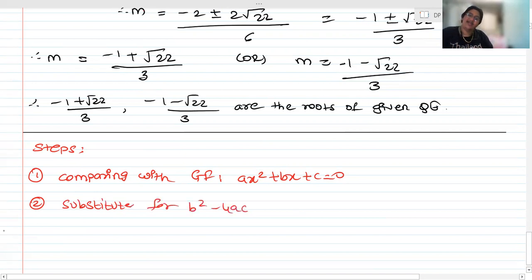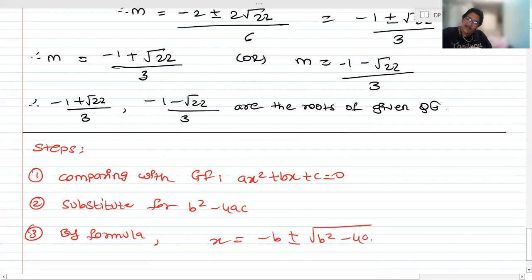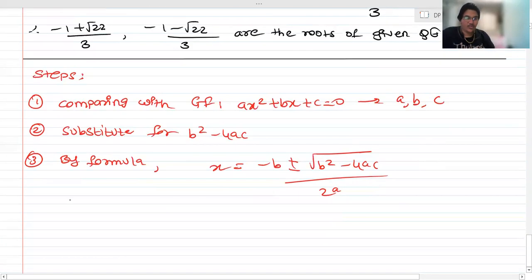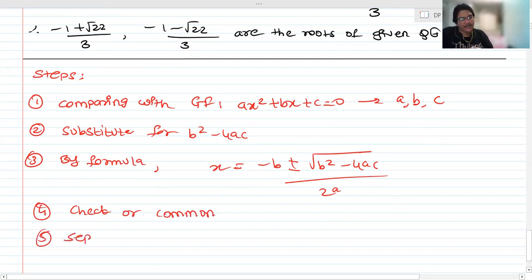b square minus 4ac. Third, by formula, so you need to use that formula. So by formula, that is x is equal to minus b plus or minus under root of b square minus 4ac upon 2a. Okay, by comparing, you will get values of a, b, c. Once you do 4 steps, check for common. Is something common coming out? Then separate. Then 6th step would be final answer. This would be our algorithm.